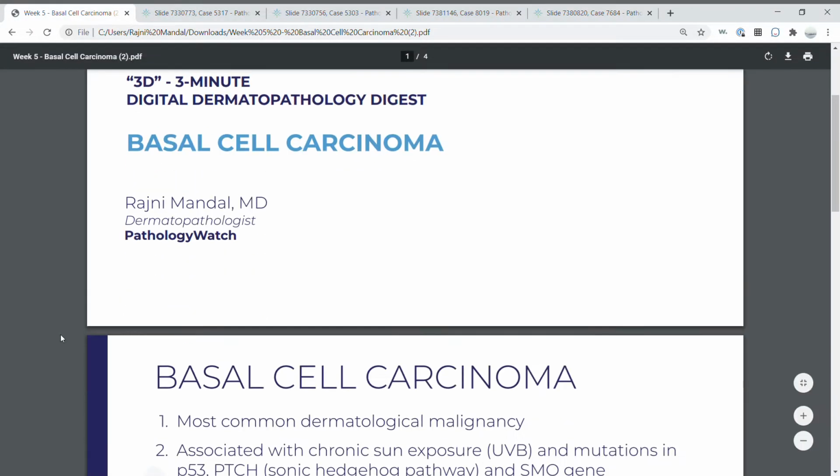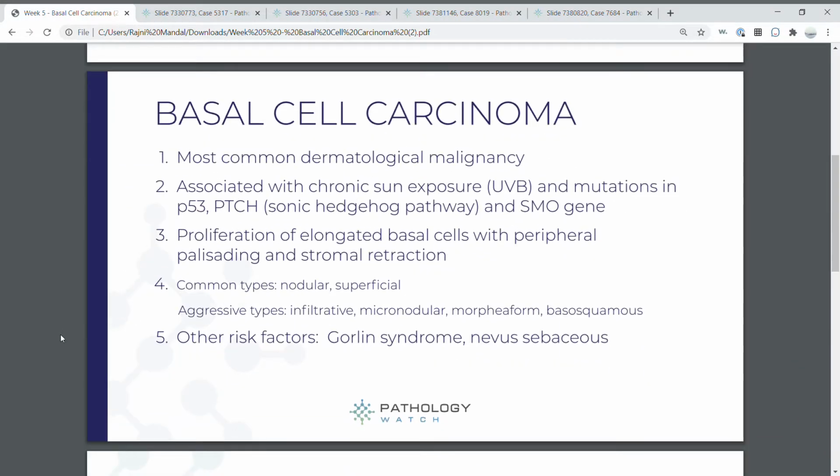So to recap for today, basal cell carcinoma is the most common dermatological malignancy associated with chronic sun exposure, UVB, and mutations in p53, PTCH, and SMO genes. It's a proliferation of elongated basal cells with peripheral palisading and stromal retraction. Common types include nodular and superficial, and aggressive types include infiltrative, micronodular, morpheaform, and basosquamous. Other risk factors include Gorlin syndrome and nevus sebaceous.